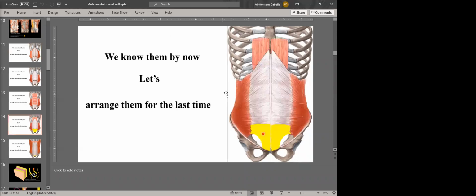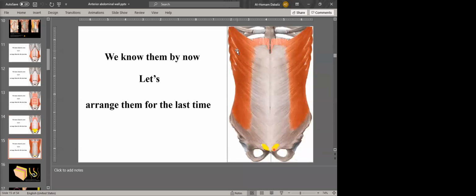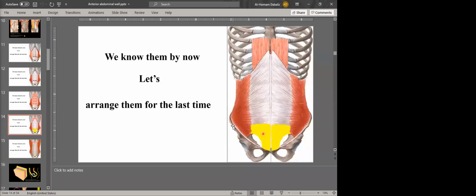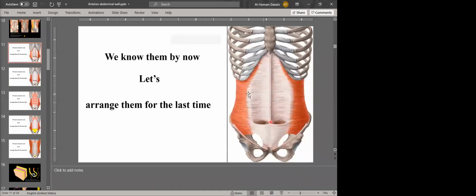Slide 14. When you look at slide 14, immediately you can tell. It's going from the pelvis upwards. This is an internal oblique. It's going upwards like this. The external oblique goes down, like your hands in a pocket. This one goes from your pelvis upwards, and this one goes transversely.